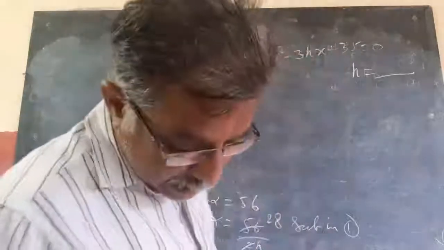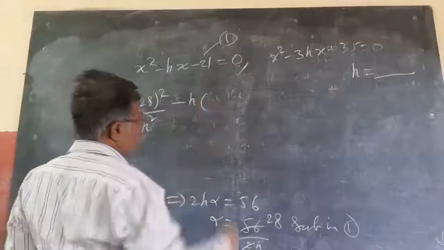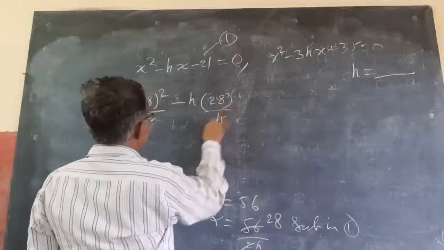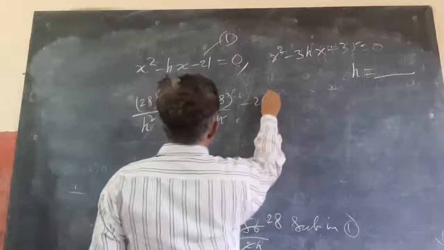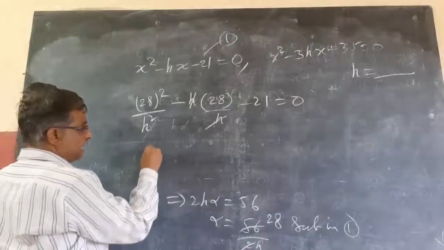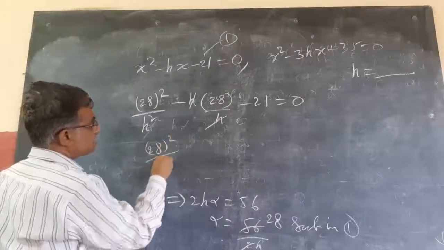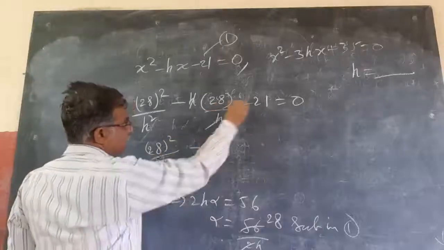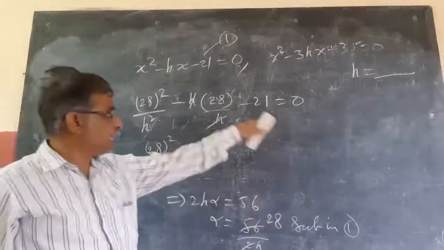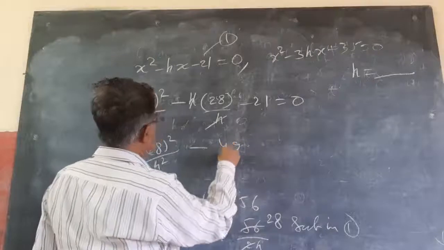I hope I did it correctly. Better if you take minus h into what is x, 28 by h. So h gets cancelled here. Minus 21 equal to 0. So what do I get? 28 square by h square minus 28 minus 21. There is no h in these two, so I can simply add these two. How much will I get? Minus 28 minus 21 is minus 49.